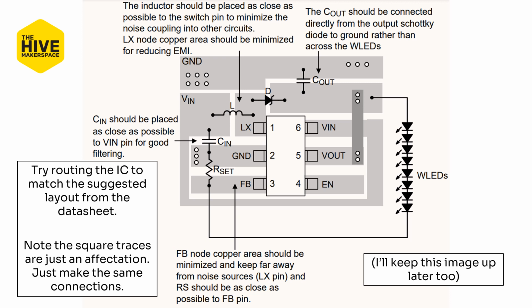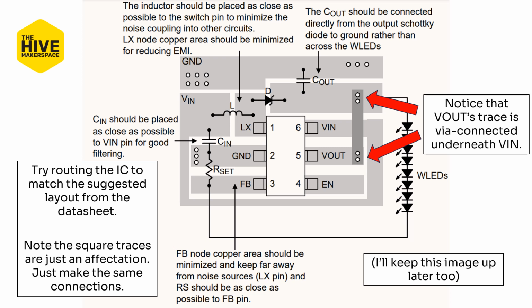Here's the recommended layout, and I'll have this image up later as well for you to reference. Note that the square traces are just an affectation. It's just making the connections. Notice that the V out trace is actually via connected underneath V in or over it, depending on how you want to look at that.